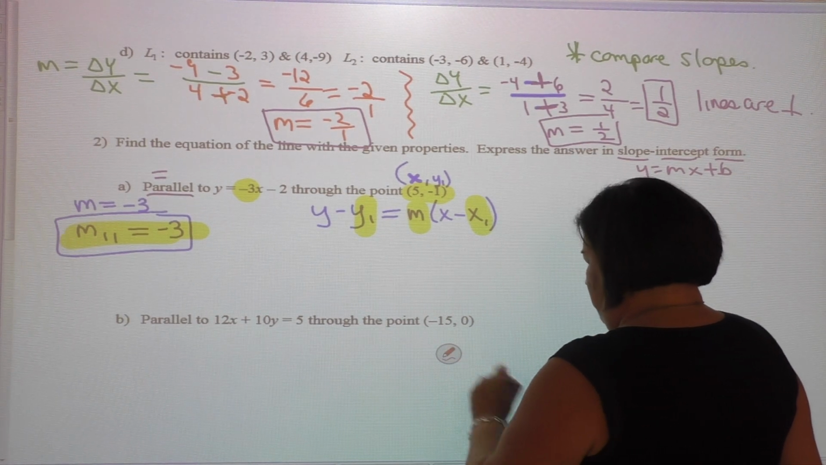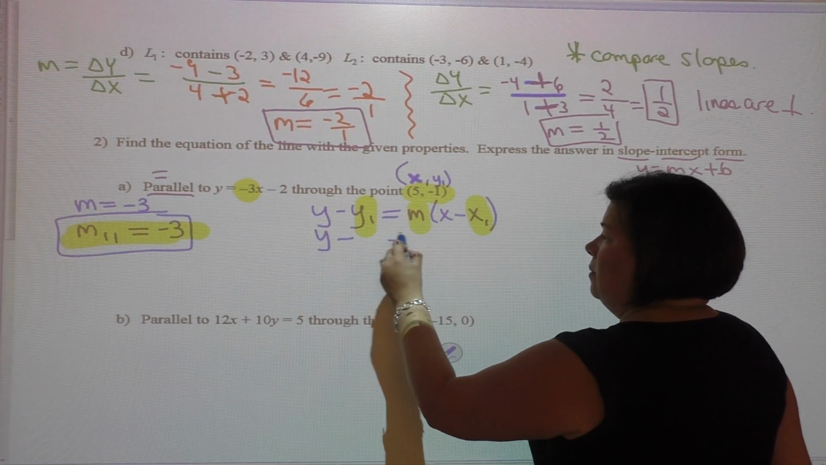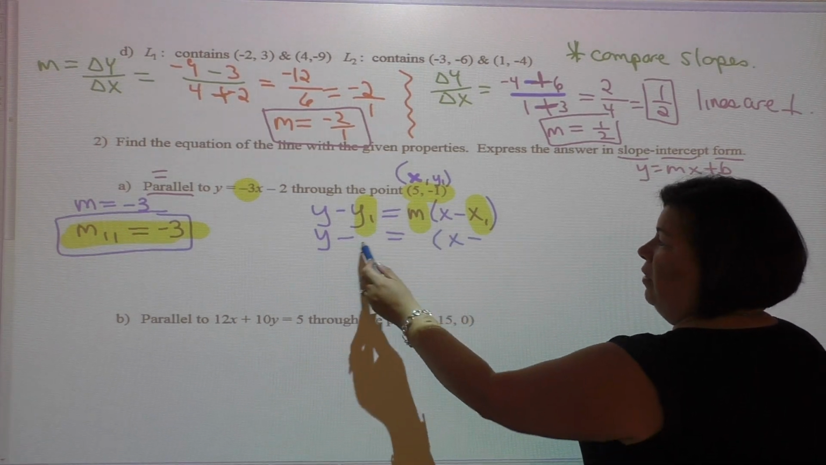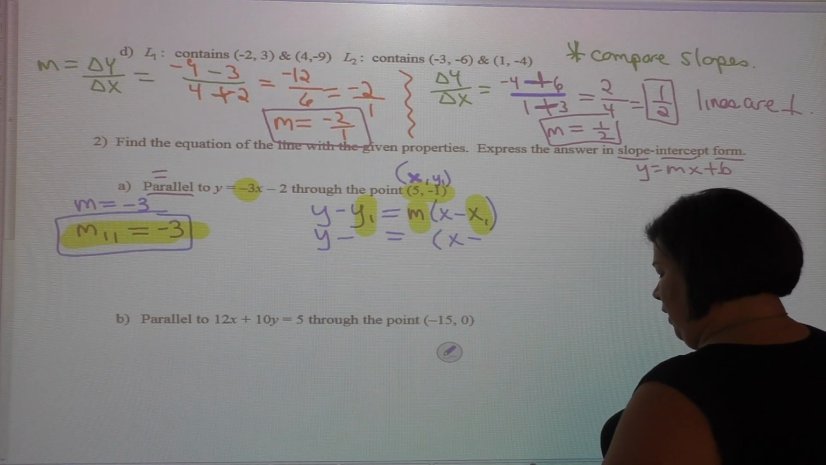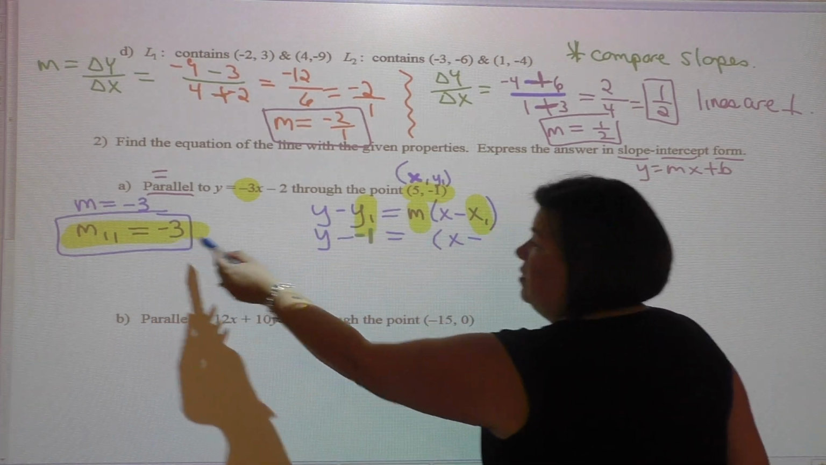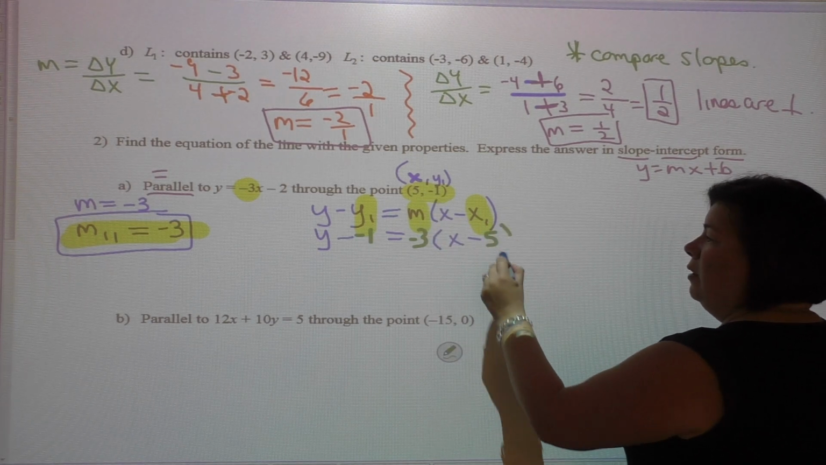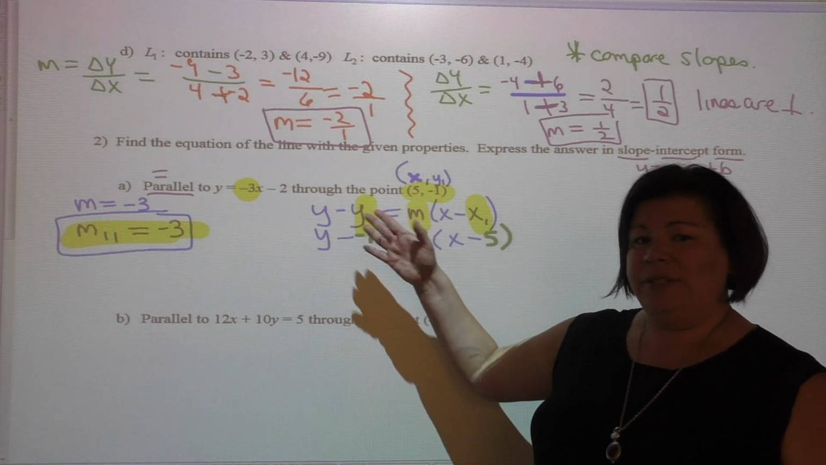So we are going to do pure substitution here. So y minus, and in place of y sub 1, I'm going to put in my -1, and then in place of m, I'm going to use the -3. In place of x sub 1, I'm going to put 5. So then all we're going to do from here is simplify.